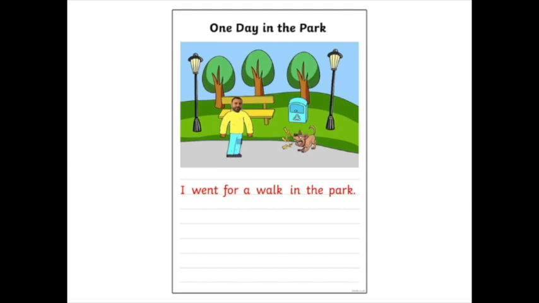Let's go and write the next sentence. When I was walking, a dog jumped out at me. So that's my second sentence. Let's read it. When I was walking, a dog jumped out at me. So now I have written two sentences of my recount. I wrote, I went for a walk in the park. When I was walking, a dog jumped out at me.